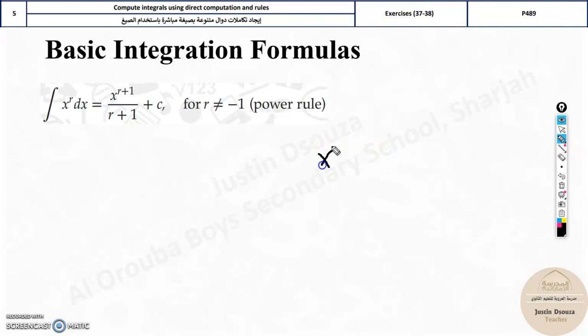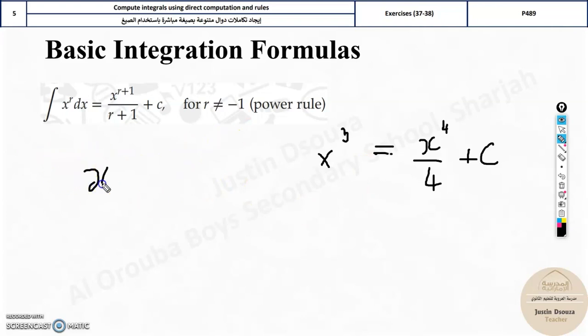If you have, say, for example, x to the power 3, always remember you need to add the power up, add the power and divide it by the added power, that is 4. And don't forget to write the constant. The thing is, integration is opposite to derivatives. So whenever we derive any constant, it becomes 0.